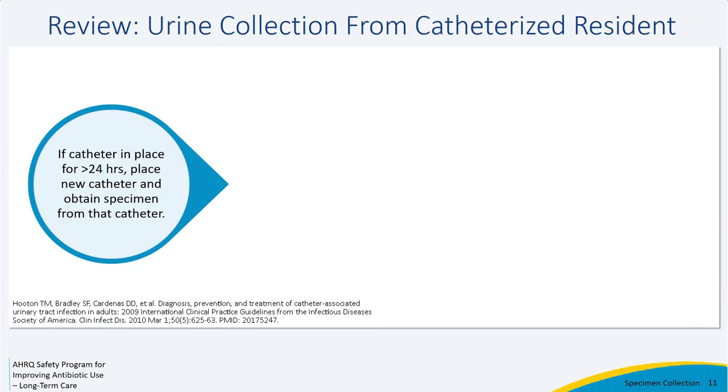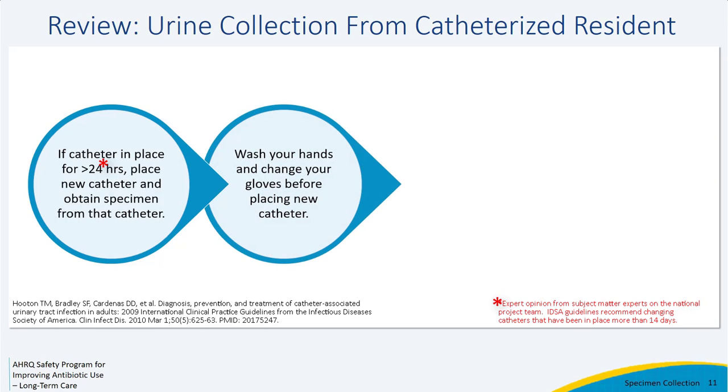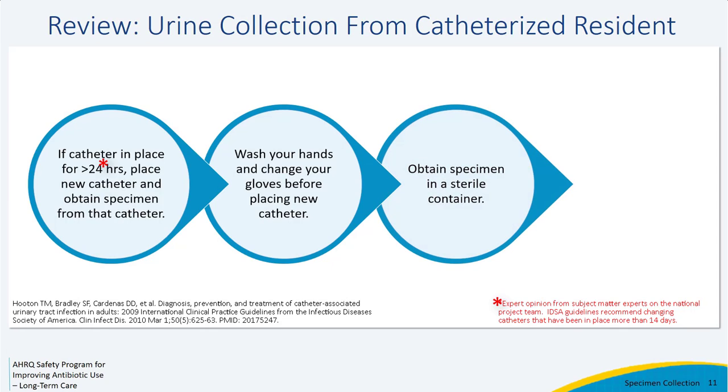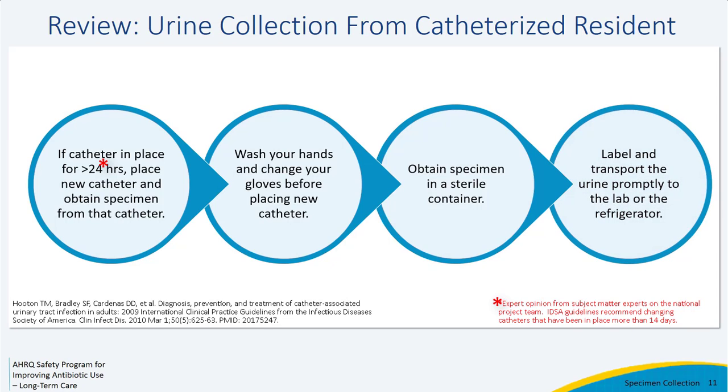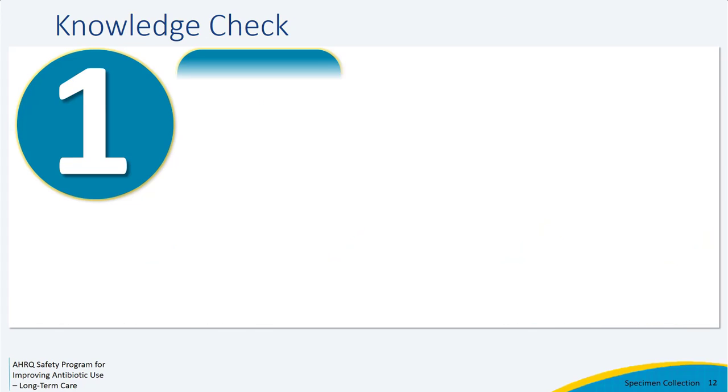Let's review the procedure to collect urine from a catheterized resident. If a catheter has been in place for more than 24 hours, we recommend placing a new catheter and obtaining the specimen from that catheter. Wash your hands and change to new sterile gloves before placing the new catheter. Obtain the specimen in a new sterile container, and label and transport the urine promptly to the lab or to the refrigerator.